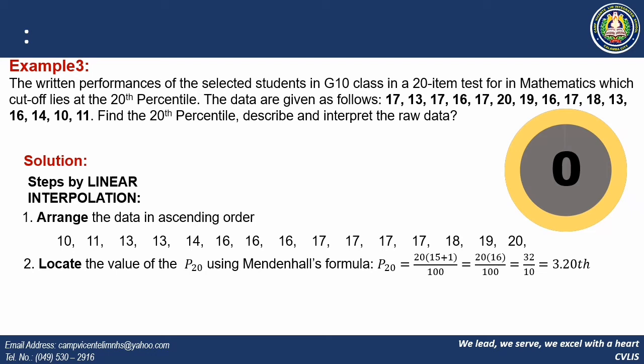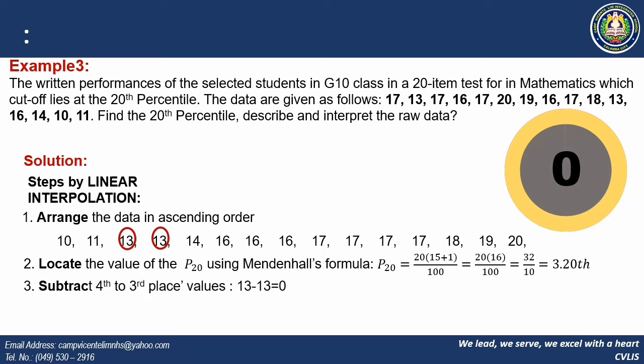Second, locate the value of the 20th percentile using the Mendenhall formula. This time around, you have to change your denominator into 100. Okay? So our K is 20 and our N is 15. So we have to substitute all the values. Base of 20 is equal to 20 times the quantity of 15 plus 1 all over 100. So we have a quotient of 3.2 or 3.20. So it means that the 20th percentile lies between the 3rd and 4th.